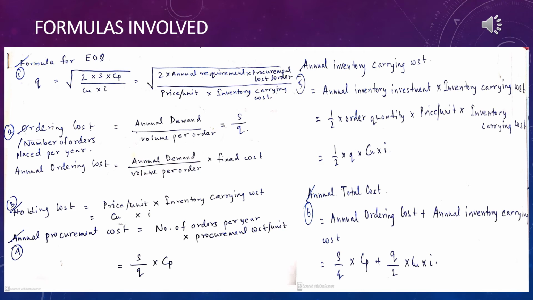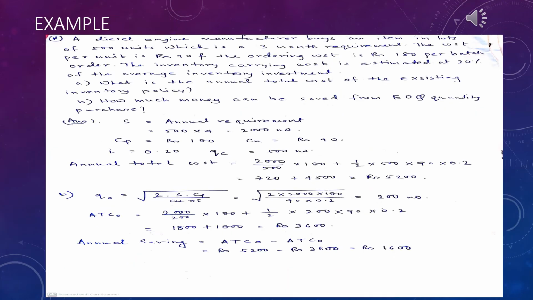400 units. Now, a diesel engine manufacturer buys an item in lots of 500 units, which is a 3-month requirement. The cost per unit of that item is rupees 90 and the ordering cost is rupees 180 per batch order. The inventory carrying cost is estimated at 20% of the average inventory investment. We have to find out from the above figures what is the annual total cost of the existing inventory policy, and how much money can be saved from the EOQ quantity purchase.